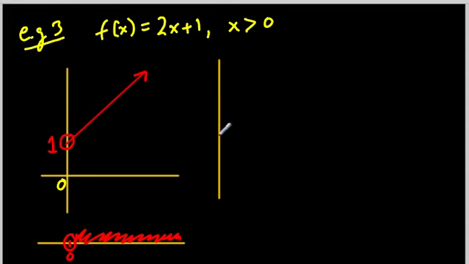Because of that open circle, we're going to put an open circle here. This is 1, and it goes above and beyond till infinity. So it goes right there, and it goes forever, basically, till infinity. So now let's determine what the domain and range are.